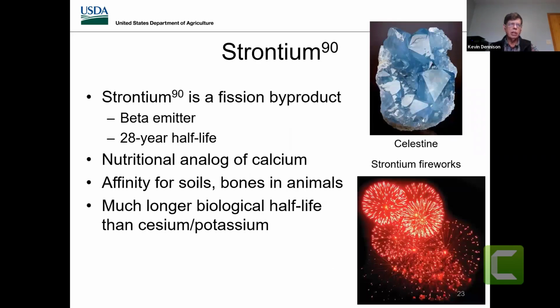So, strontium-90, also a fission byproduct. It's purely a beta emitter, which makes it harder to find. It has a 28-year half-life, so very similar to cesium. It's a nutritional analog to calcium, which means you'll see it in soils and bones, and it has a much longer biological half-life. So strontium can be a big concern. It's obviously a concern for agriculture as well.